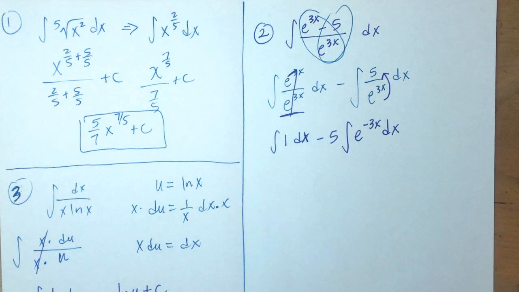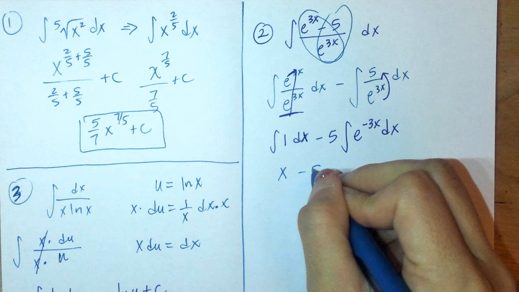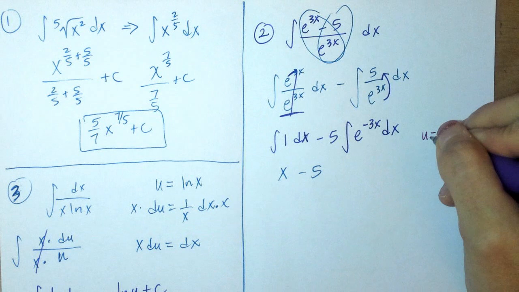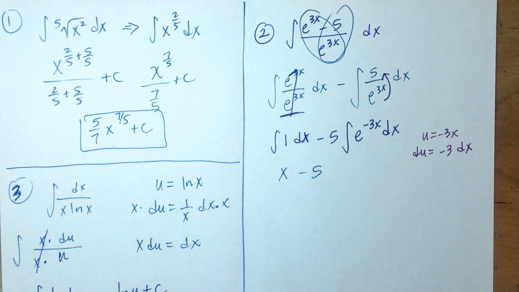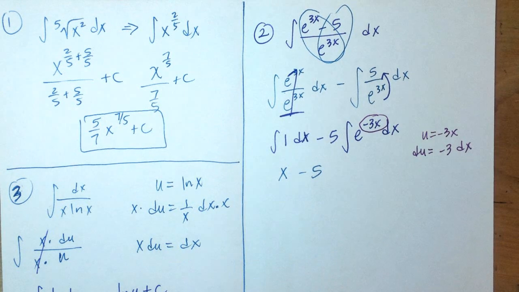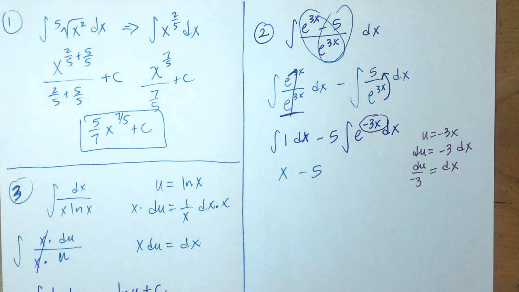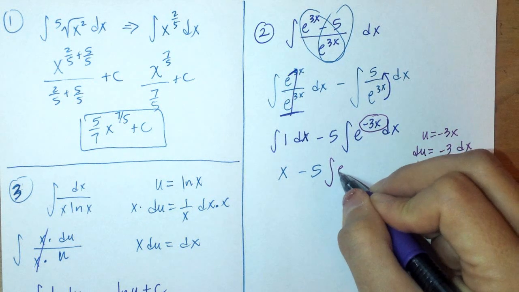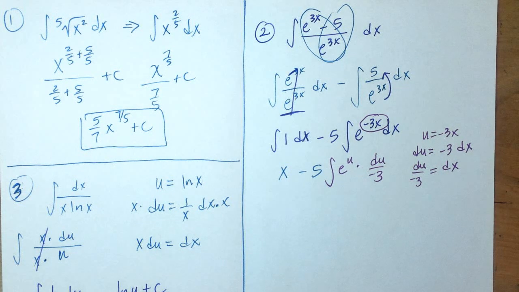Right here, the integral of 1 dx is just x, because the derivative of x is 1. Here I have minus 5, and I'm going to do a little u sub right here. My u would be negative 3x. My du would be negative 3 dx on the side, right? I picked this to be my u right here. So du over negative 3 equals dx. So if I substitute, this becomes e to the u times du over negative 3.